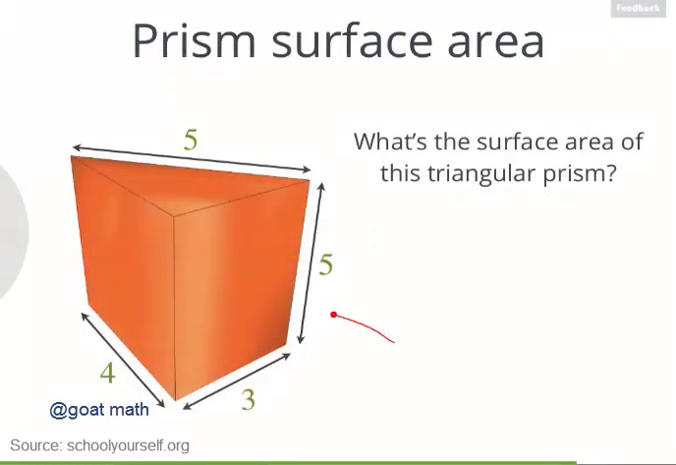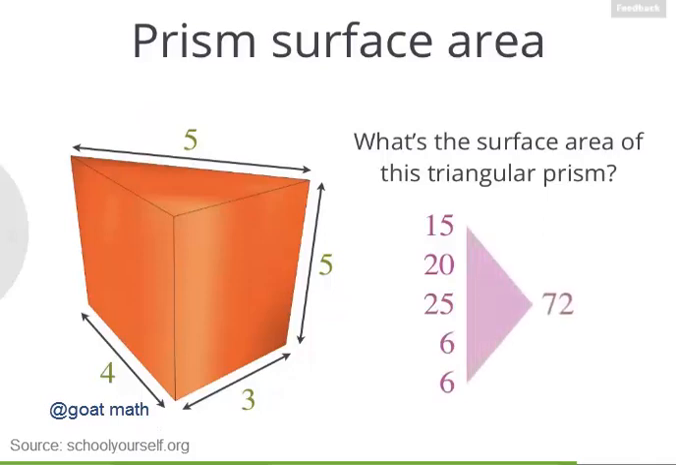Very well done. This face has an area of 15, this face has an area of 20, and the 5 by 5 square face in the back has an area of 25. And as you found earlier, the triangle on top has an area of 6, as does the triangular base. So adding up these areas, you found that the surface area of this triangular prism is 72.